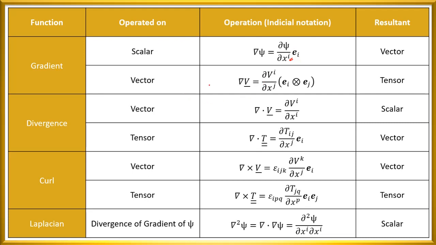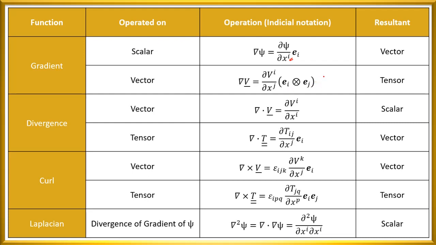And when a gradient acts upon a vector, the gradient is dou by dou xj acting upon the vector component vi. When a gradient acts upon a vector, it will produce a tensor. We are familiar with the gradient acting upon a scalar, but here we also have to study the gradient acting upon a vector. This will produce a dyad. Here we have the dyad, the tensor product of ei and ej.